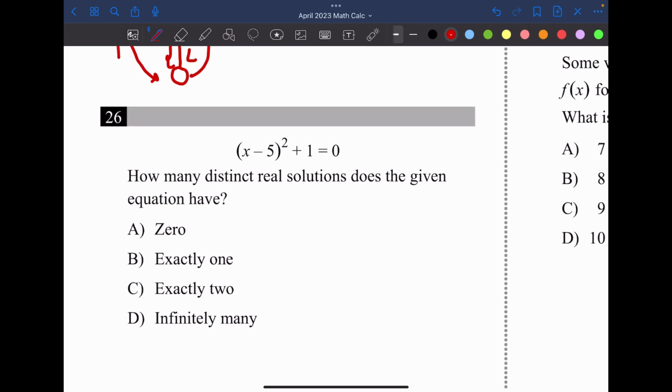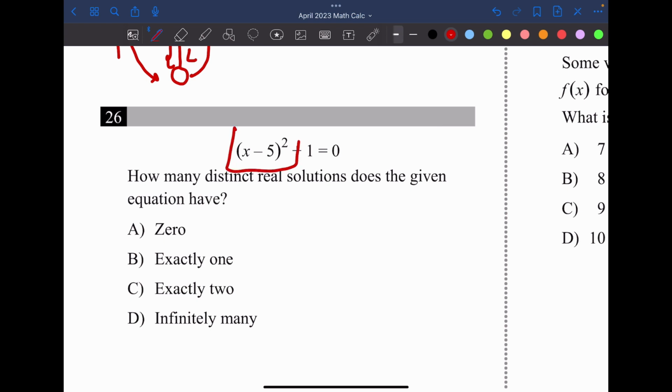Question number 26. We have an equation here, and then it says, how many distinct real solutions does the given equation have? Okay, so we have an equation here. First off, we have this plus 1, so let's expand it. That's always going to be the first step that you do. Expand and see what you get.